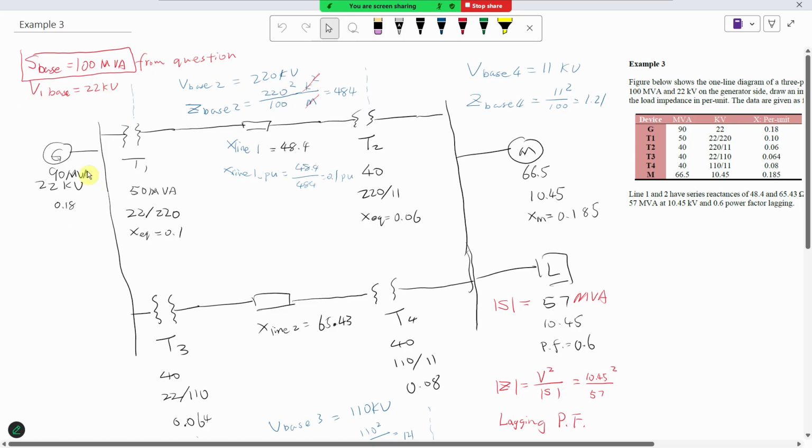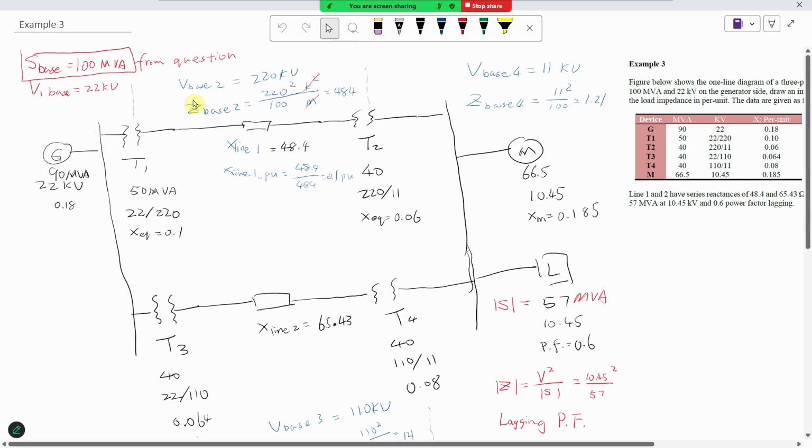You can see it's kind of a coincidence. The rated voltage is also 22. In some cases, they are not matched. We can do that as well. So based on that, we can figure out the S base for region 2 is still the same. The voltage base for region 2, V base 2, will be using this ratio. So this is 22, then using this ratio, we get 220.